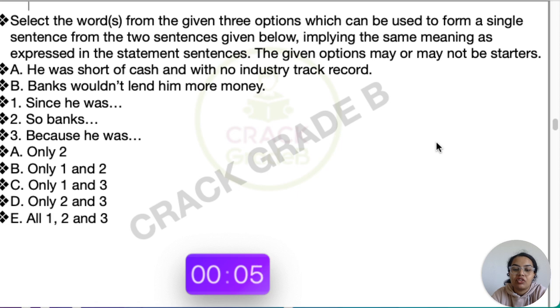Sentence starters, questions, connectors. Questions, please read the instruction carefully. That's very important for you.